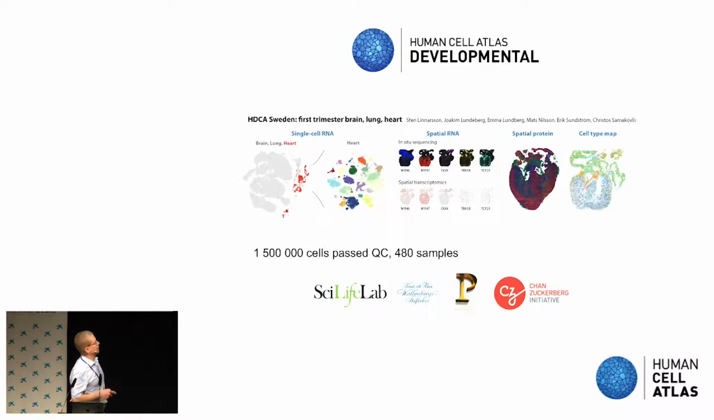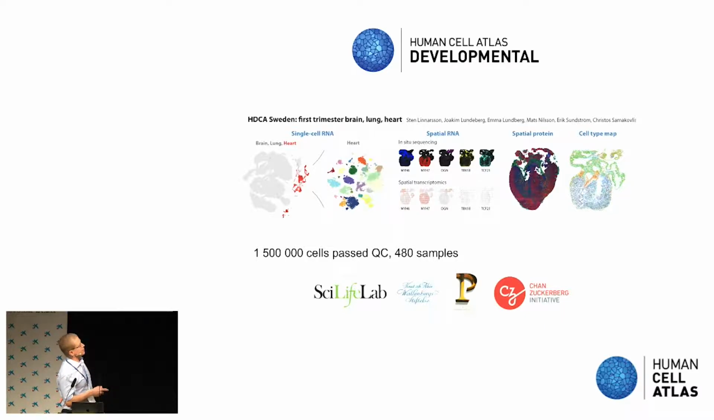Sten Linnarsson and his group have processed 2.5 million cells. 1.5 million have passed the QC, and they have processed 480 samples from some 30 individuals. The clusters are saturating, so we're sort of done with those tissues, and we're now going into the spatial step.